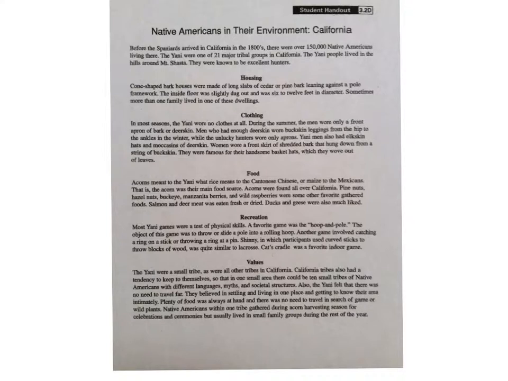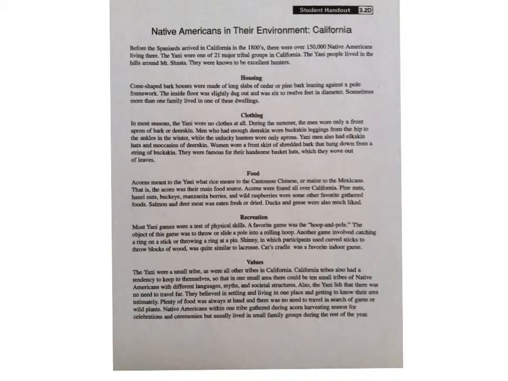In most seasons, the Yani wore no clothes at all. During the summer, the men wore only a front apron of bark or deerskin. Men who had enough deerskin wore buckskin leggings from the hip to the ankles in winter, while the unlucky hunters wore only aprons. Yani men also had elkskin hats and moccasins of deerskin. Women wore a front skirt of shredded bark that hung down from a string of buckskin. They were famous for their handsome basket hats, which they wove out of leaves.